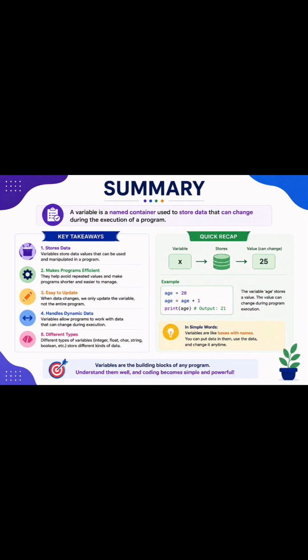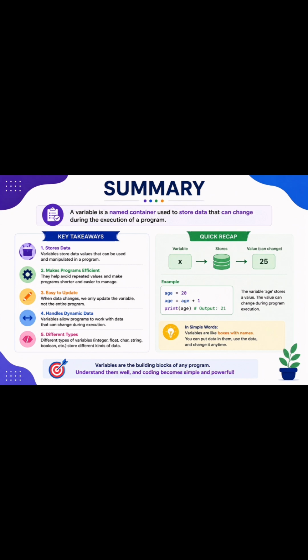Now let's summarize. A variable is a named memory location which is used to store data in a program. A value stored in a variable can change during the program execution, which is why it is called a variable. A variable makes a program flexible, efficient, and easy to understand. A variable has a unique name, it stores a value, it has a data type, and the value can be changed during the program execution. So these are all the characteristics of variables.